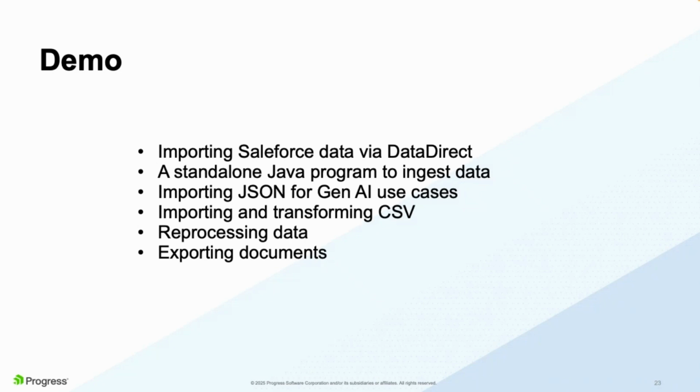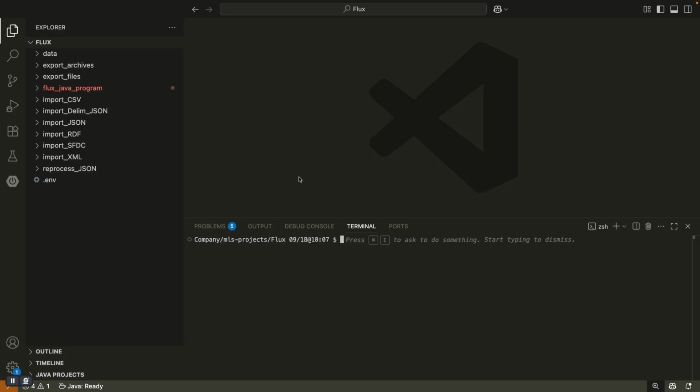I'm going to show you a tiny little Java snippet of a program that is going to ingest some data. Then we'll do some JSON, CSV imports, and then reprocessing as Corb used to do. And then we'll do an archive dump. For this first example, we're going to load some data from salesforce.com. So I'll go into this directory here.